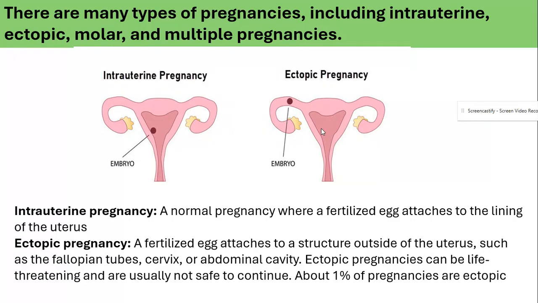Intrauterine pregnancy, a normal pregnancy where a fertilized egg attaches to the lining of the uterus. Ectopic pregnancy, a fertilized egg attaches to a structure outside of the uterus, such as a fallopian tube, cervix, or abdominal cavity. Fallopian tubes, that's where the fertilization occurs, right? For the fertilized egg to be a fully grown embryo, it has to attach itself to the uterine wall. Yeah, ectopic pregnancy can be life-threatening and is usually not safe to continue. About 1% of pregnancies are ectopic.